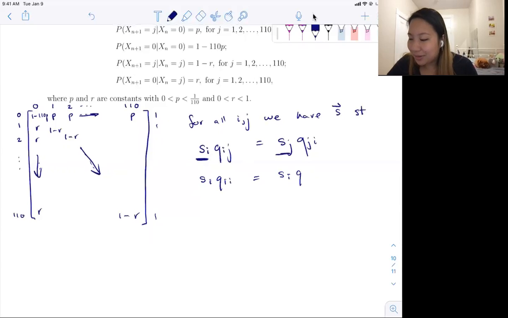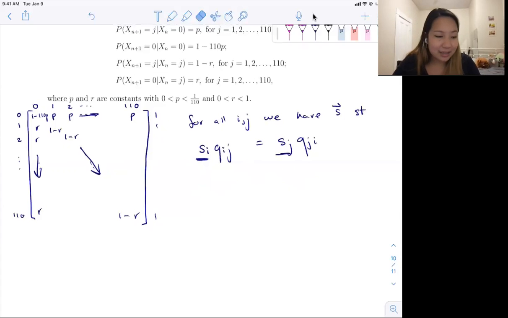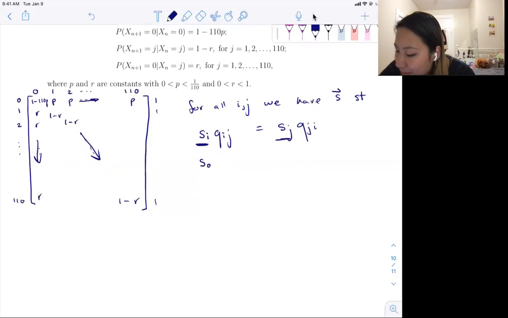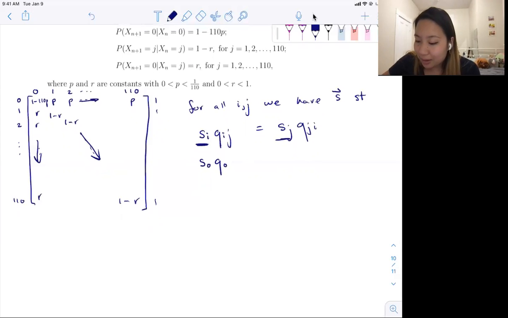This is always true for any SI. So we're going to focus on when I is not equal to J. Looking at this transition matrix, it's a pretty sparse matrix. So let's start listing things. Starting from Q0, which is the first row, we're just going to look at this row.